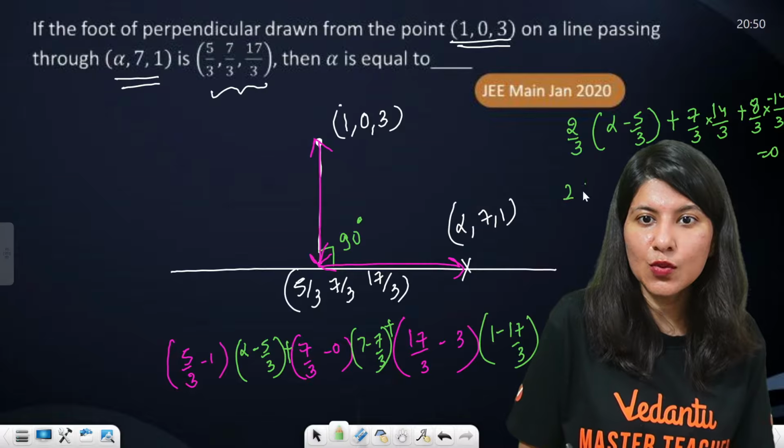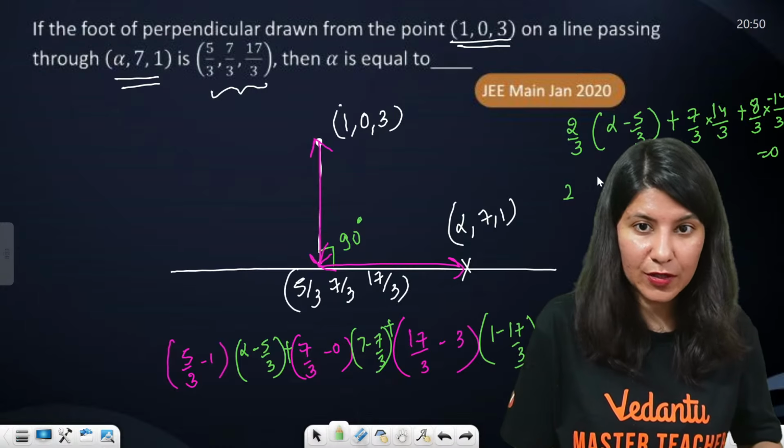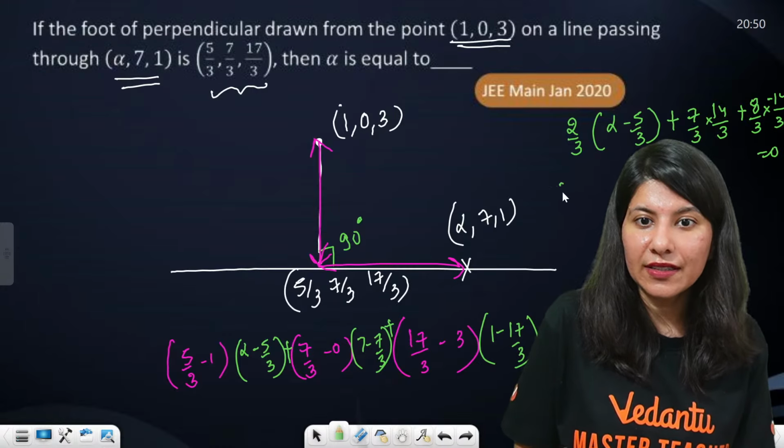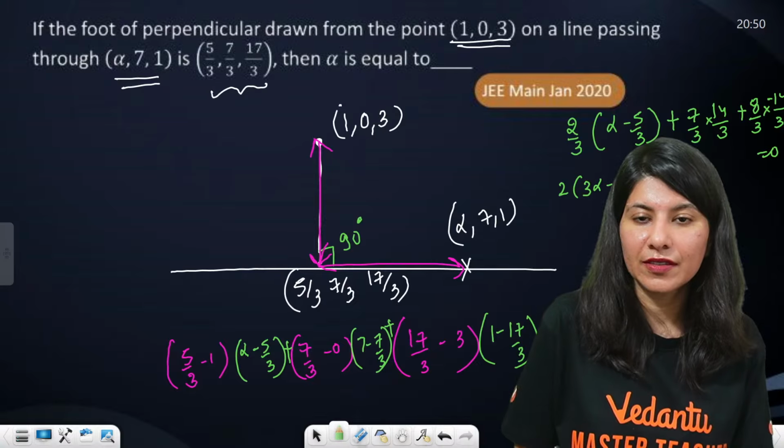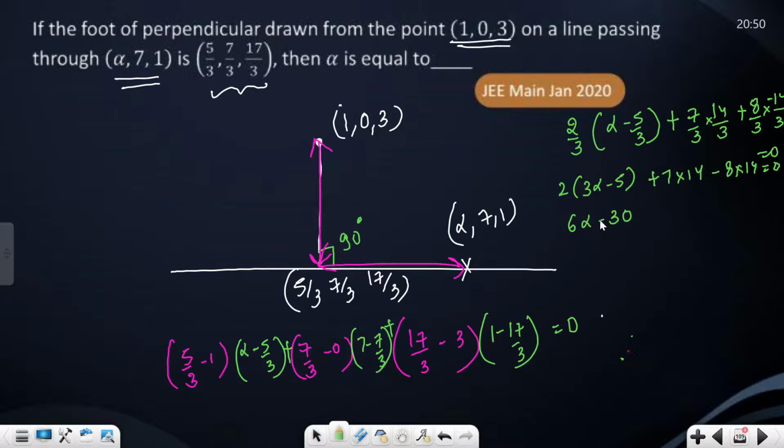Correct? So this is 2 alpha. This is going to become what? So 3 alpha minus 5 plus 7 into 14 plus, sorry, minus 8 into 14 equals to 0. So 6 alpha minus 30. This is 7 into 14, 8 into 14. So if you take 14 common, you will get minus 1 is equals to 0. So 6 alpha minus 30 is equals to 14. 6 alpha is equals to 54.